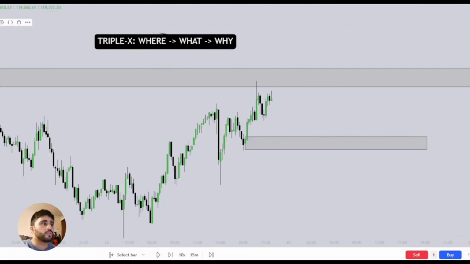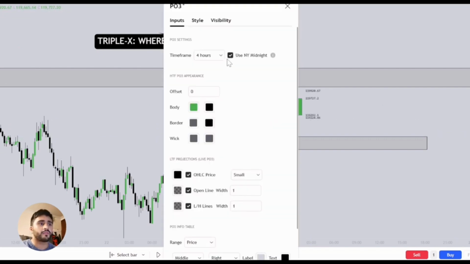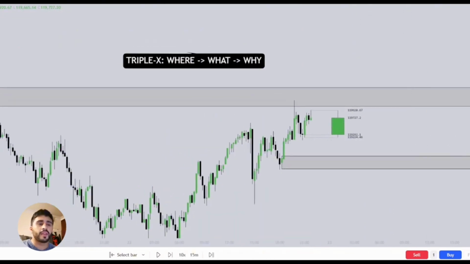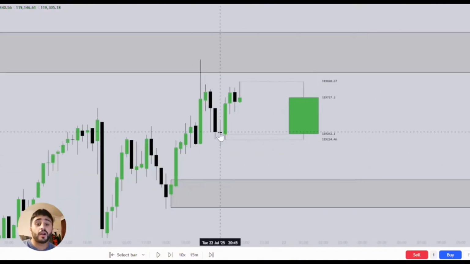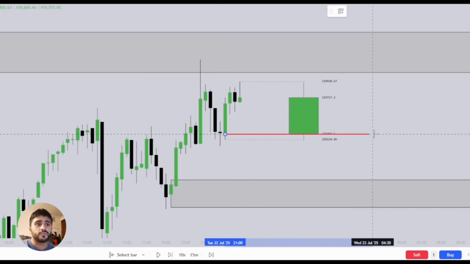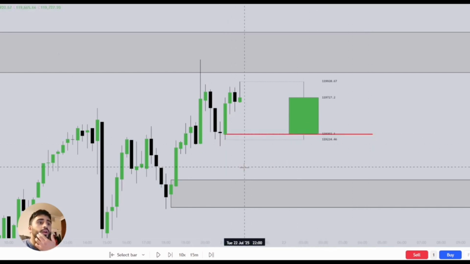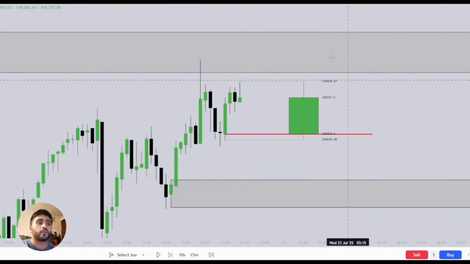So this is what we're looking for. If you take a look at the power of 3, this is the power of 3 on the 4-hour time frame. The way the power of 3 works is that it has 3 basic things, and the only thing you need to know from that is the opening price of the 4-hour candle. So this is the 4-hour candle opening up.